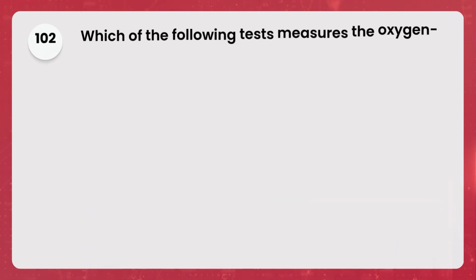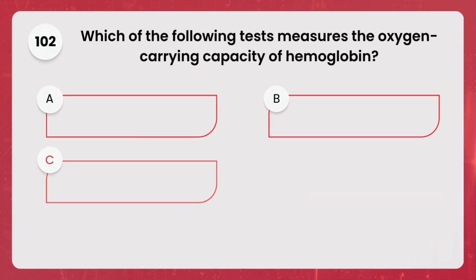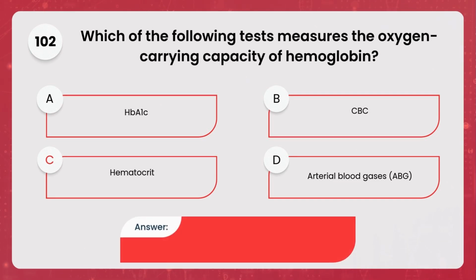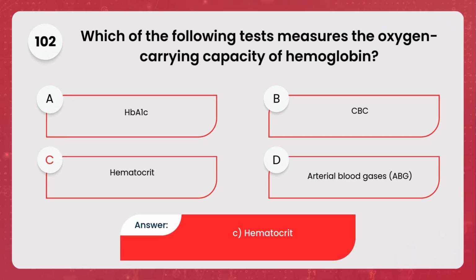Number 102. Which of the following tests measure the oxygen carrying capacity of hemoglobin? A. HbA1c. B. CBC. C. Hematocrit. Or D. Arterial blood gases, ABG. The answer is C, hematocrit.